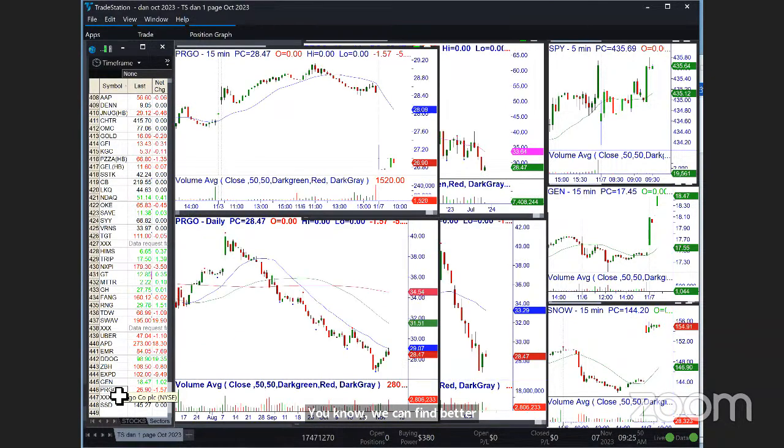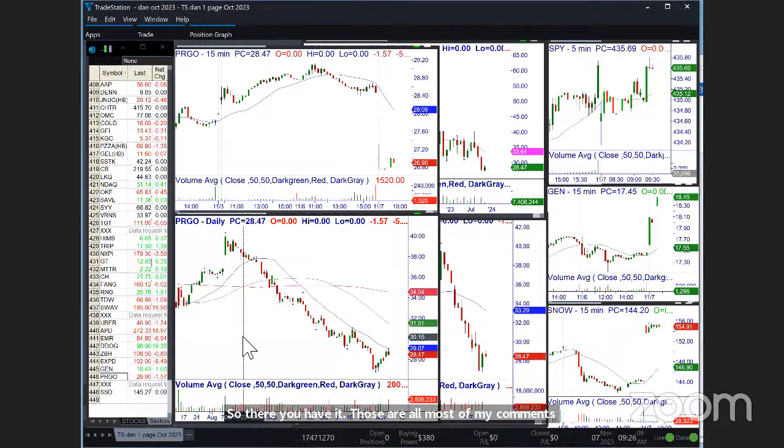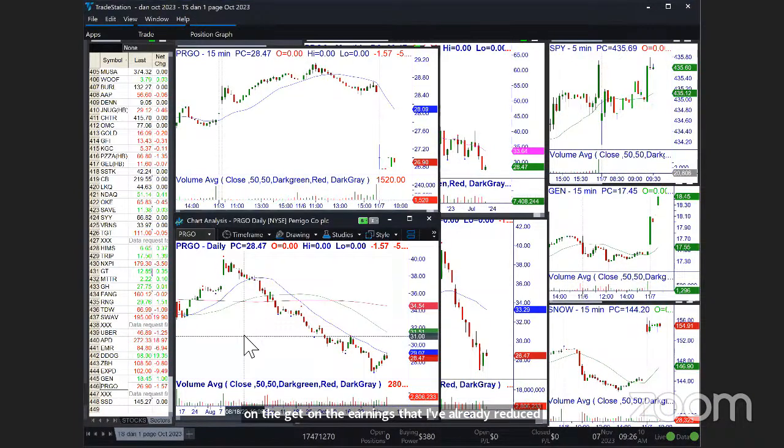Pergo. This is one I said if it opened flat, short yesterday's low. Beautiful sell setup. Gap down is too big. So there you have it. Those are my comments on the gap on the earnings that I've already reduced. See what else we got on the watch list.